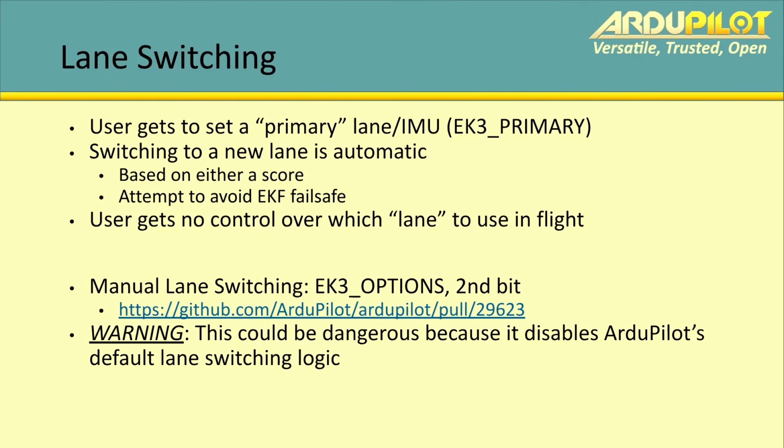And what it does is that it stops the existing lane switching logic altogether, and it sets the primary into whatever is set as EK3 primary. So you could have a Lua script that changes EK3 primary, and it'll change the active primary lane mid-flight. So that's the other flexibility that we have now with lane switching.